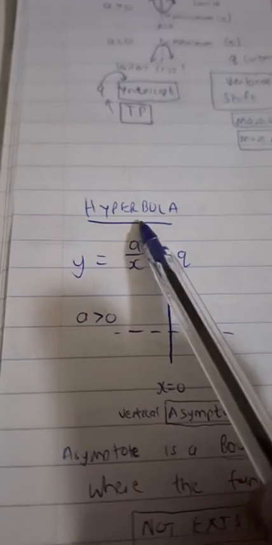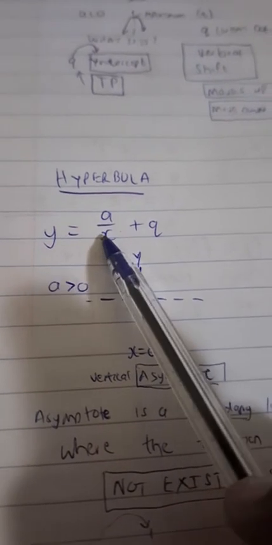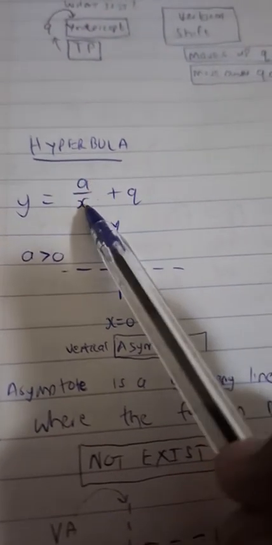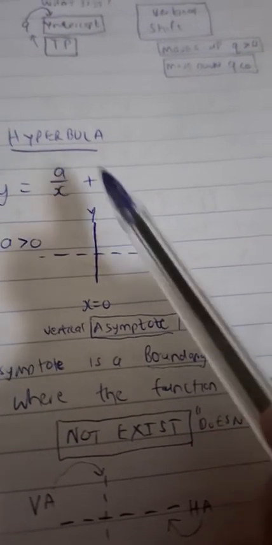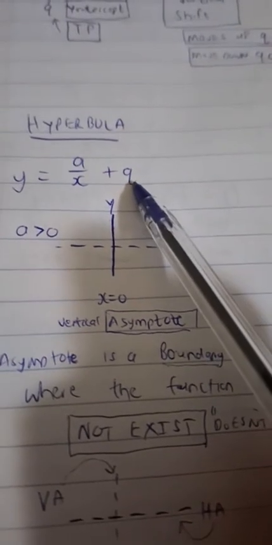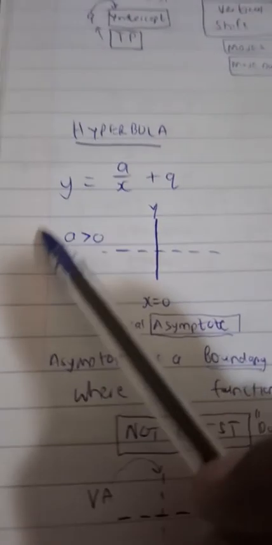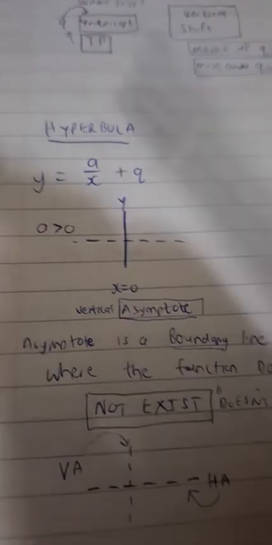I said the function for the hyperbola is given by y is equal to a over x plus q. This a is in the numerator, this x is in the denominator, plus this q, which is a representation of some constant value. So what I said now is that when a, the value in the numerator, is greater than 0, the function will be found in the first and third quadrant.